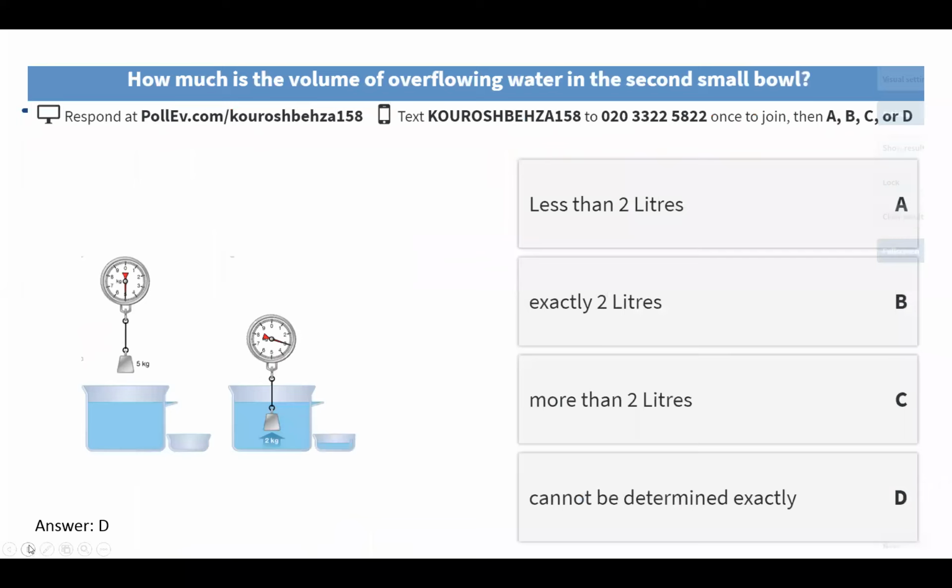We're going to discuss this later. The question is: if you have a situation like this, is the amount of water overflowing from this container less than 2 liters, exactly 2 liters, more than 2 liters, or can it not be determined exactly? This is the question we're going to discuss.